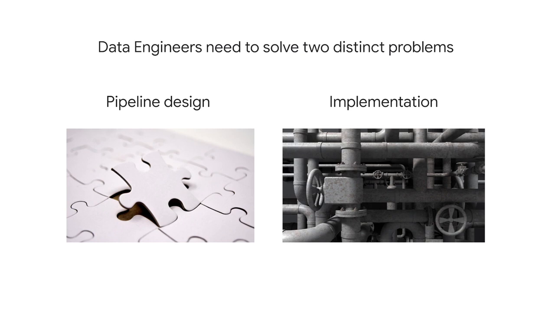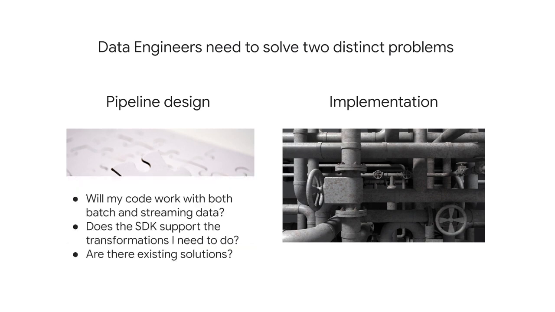Here's a quick mental framework for the two problems that we need to solve as a data engineer building our pipeline. Much like an architect drawing a blueprint and then eventually building the house or building, we have to solve for, number one, the design of the actual pipeline in code. Number two, the actual implementation and serving of that pipeline at scale in production. Here are some of the common questions to ask in each of these phases.